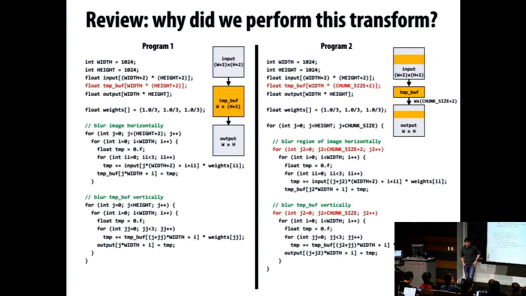Is there any reason why the second solution is better than the first? Yes? This has to do with the cache size. So, okay. We expect the reduced temp buffer size to be able to fit in the cache so that we don't have that many misses if we go with the first approach?